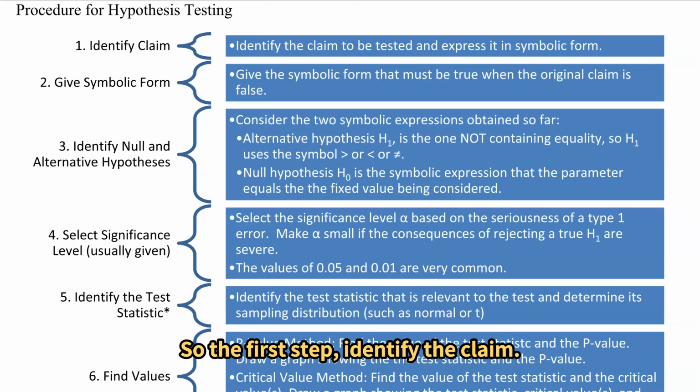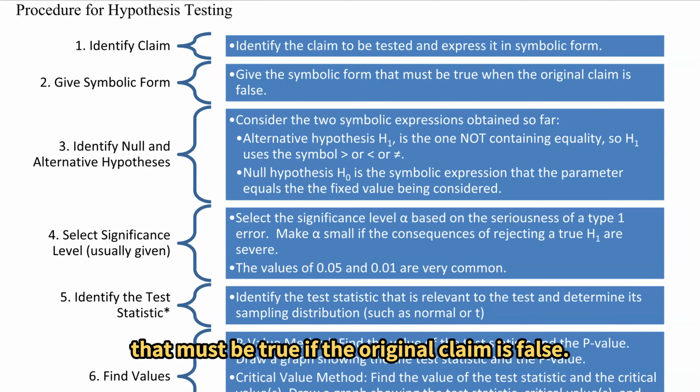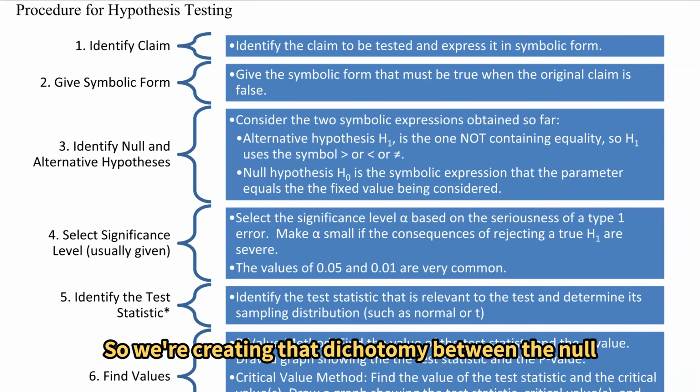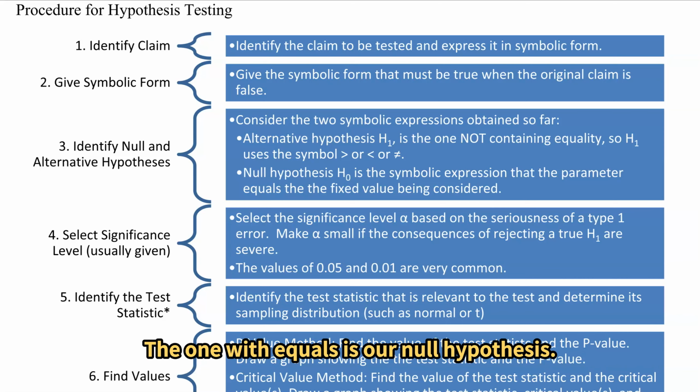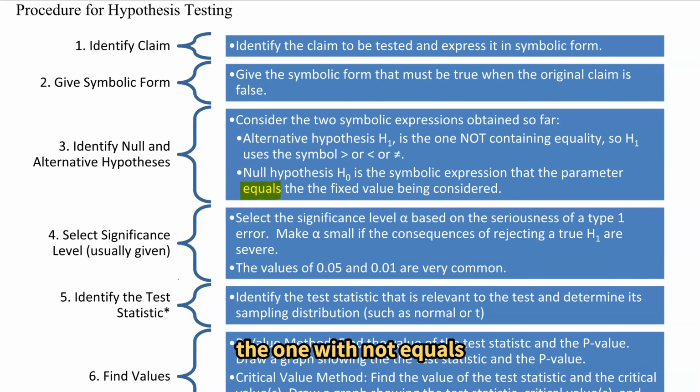So the first step, identify the claim. Identify what the claim is and express it in symbolic form. We identify the claim and write it in symbolic form. And then we write the symbolic form that must be true if the original claim is false. So we're creating that dichotomy between the null and the alternative hypothesis. The one with equals is our null hypothesis. The one with not equals is our alternative hypothesis.